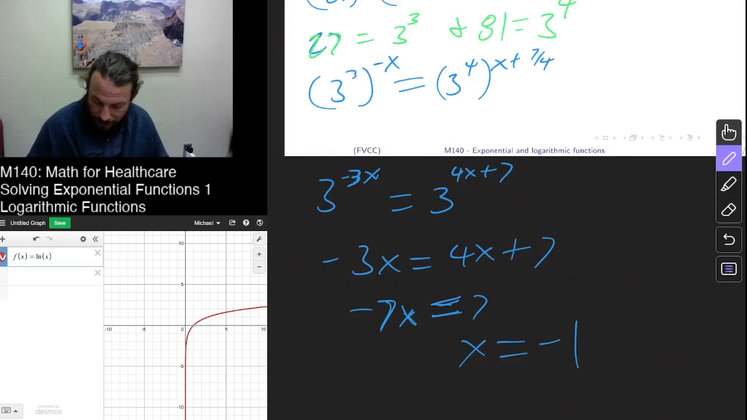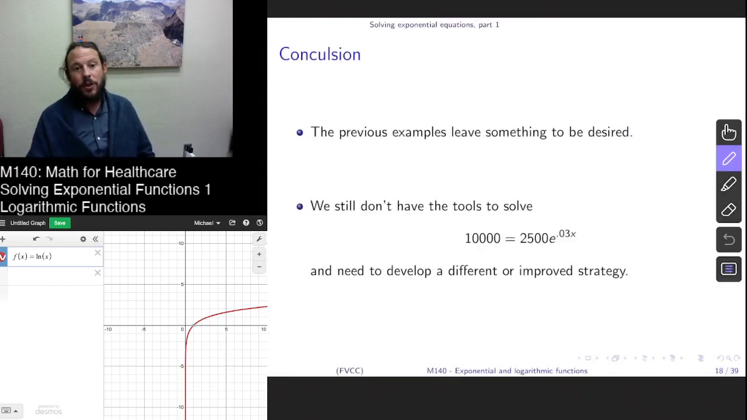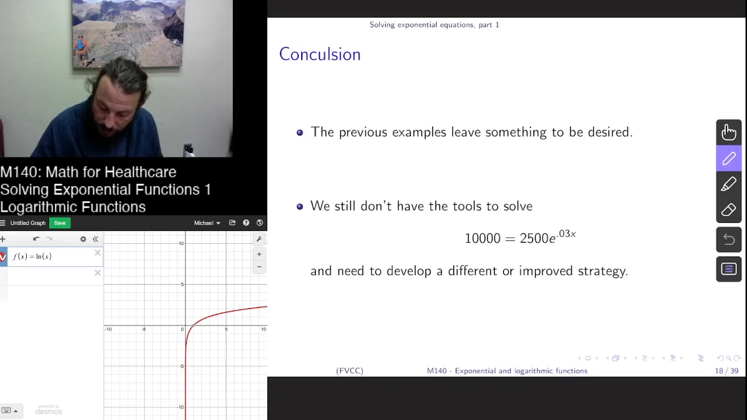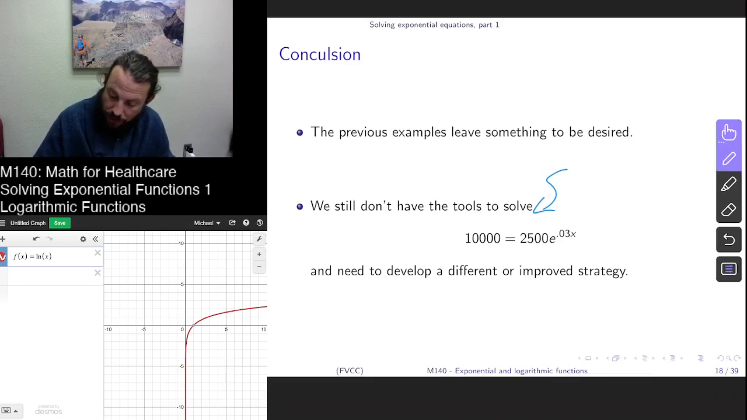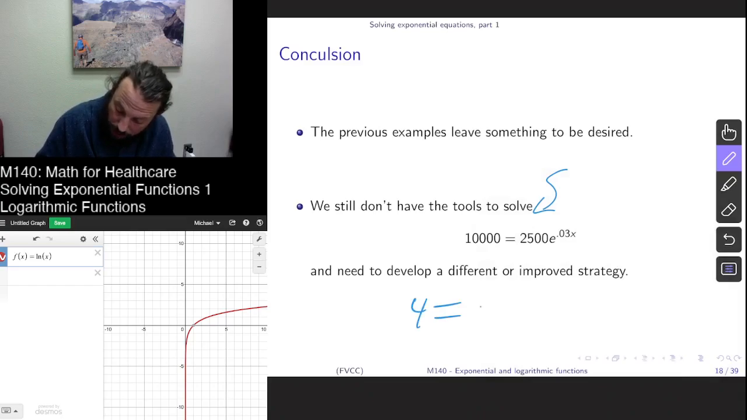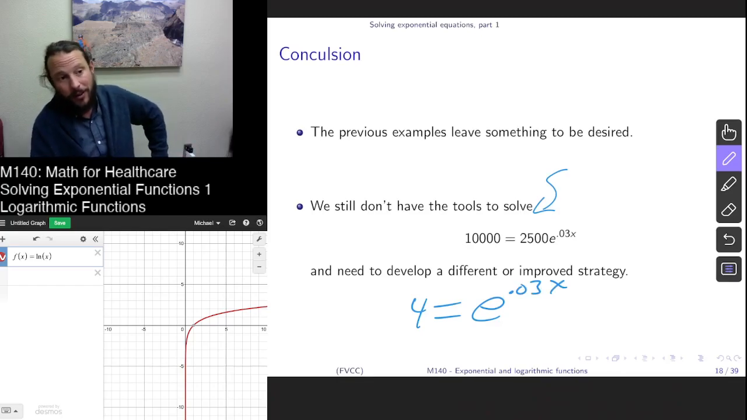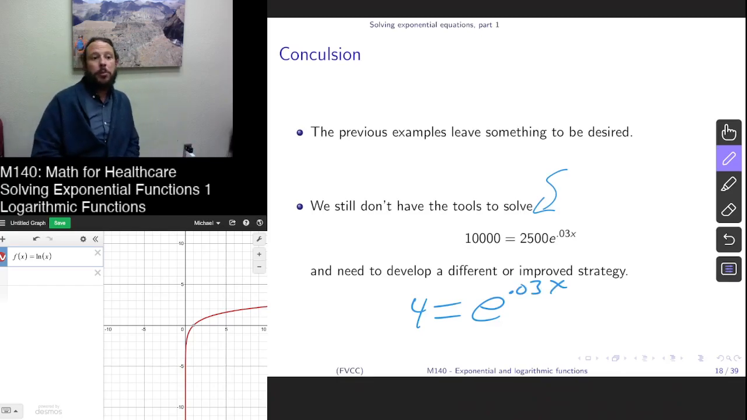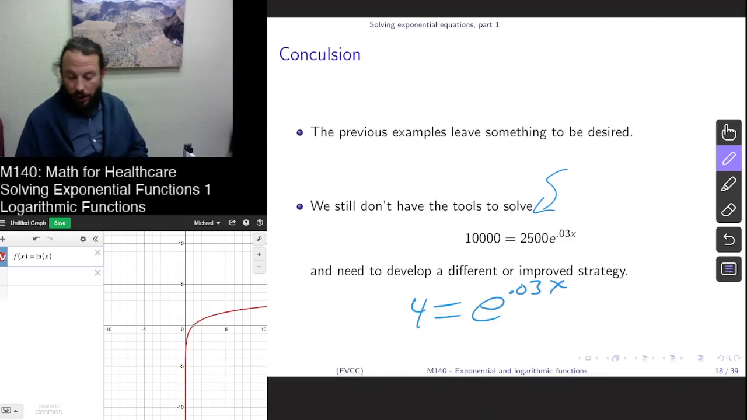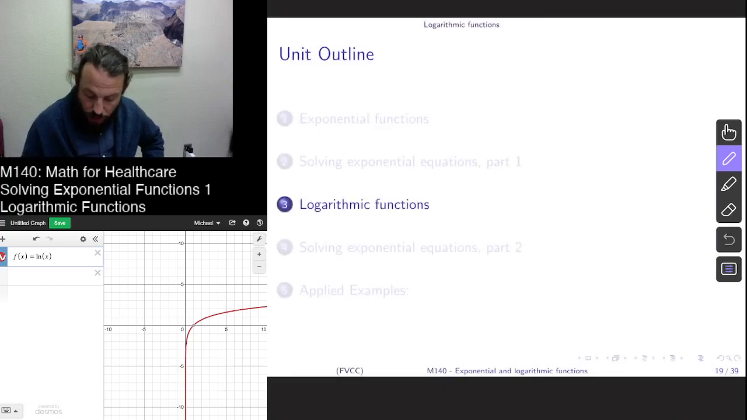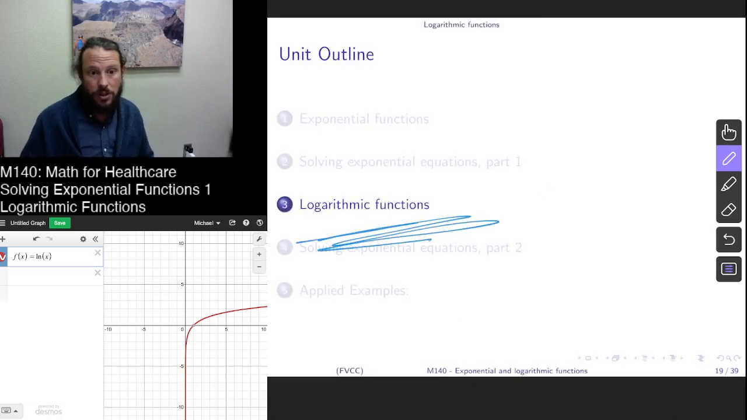So that's nice and all, but it's not really what we want, because we still can't solve this equation, even if we divided both sides by 2500 first. We get 4 equals e to the 0.03x. We can't write 4 in base e. Generally for solving applied problems, you're not going to be able to manipulate the bases to be the same. So what we need here is our logarithmic functions. Let's see what they are and what they have to do with things.